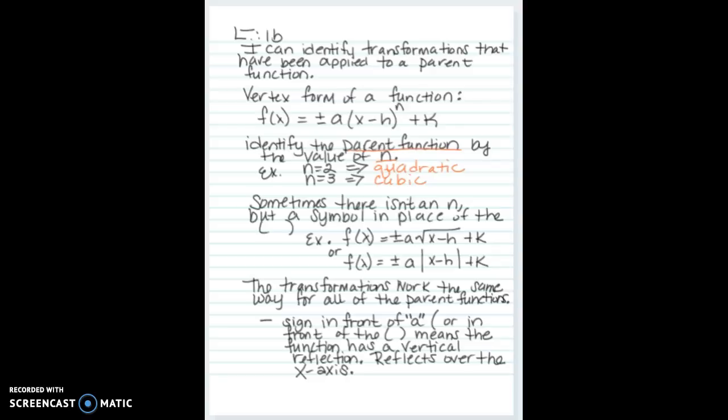It's recognizing what the parent function is and then recognizing what the transformations or changes to the parent function are taking place. First of all, if there's a negative sign in front of the a or in front of the parentheses, it means that the function has a vertical reflection. The function reflects over the x-axis. There is a vertical reflection there.